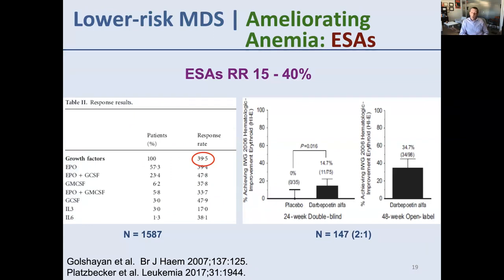Erythropoiesis-stimulating agents are hormones. The most common ones are erythropoietin, so commonly called Epogen or Procrit, or darbepoetin, often called Aranesp. These are hormones that we give to folks. They're not chemotherapy, but they stimulate the remaining normal bone marrow cells to make more red blood cells.